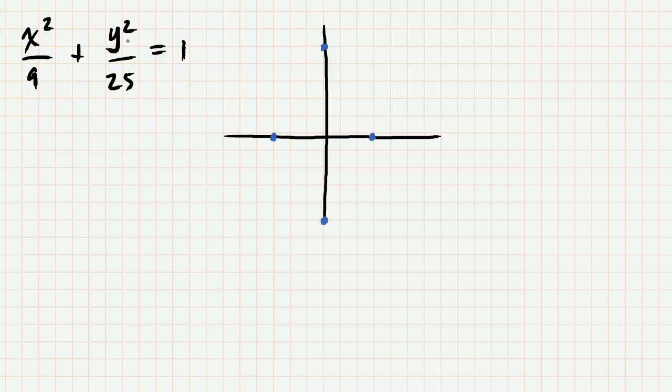So you can look under the y's to figure out your vertical movement from the center. You can look under the x's to figure out your horizontal movement from the center. And then we connect the dots. This will be our ellipse.